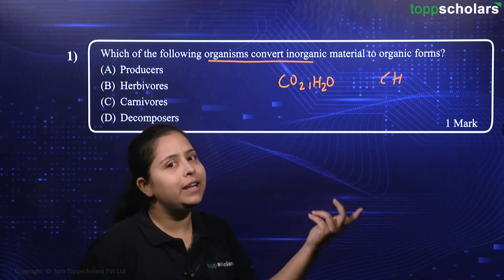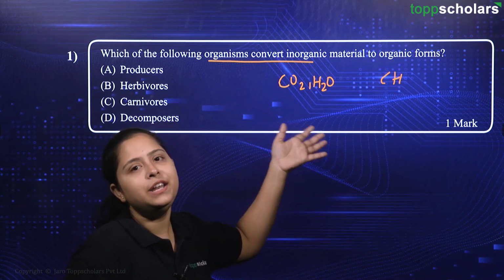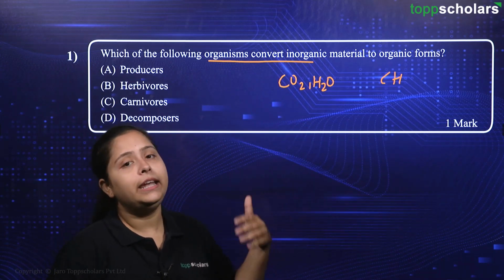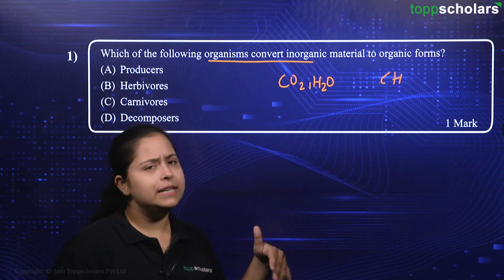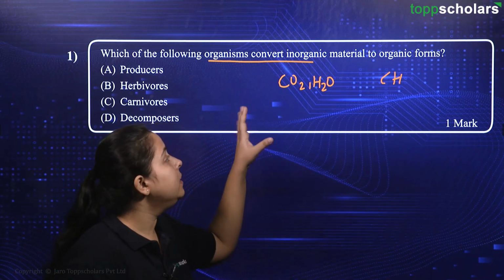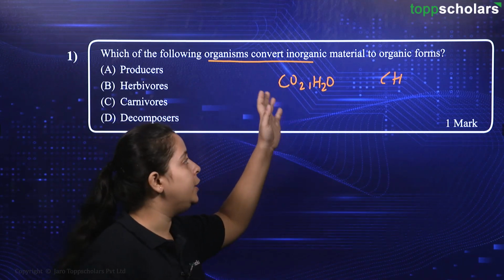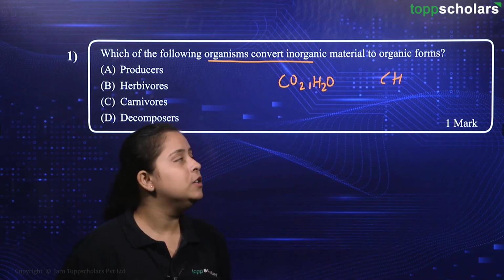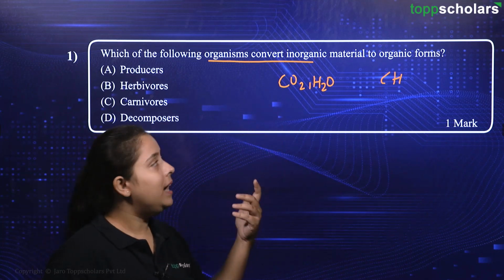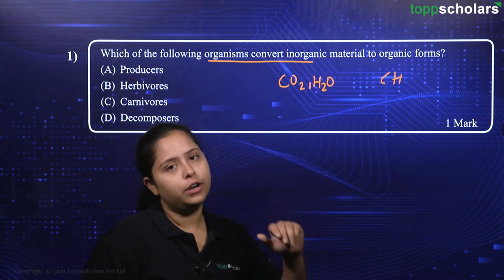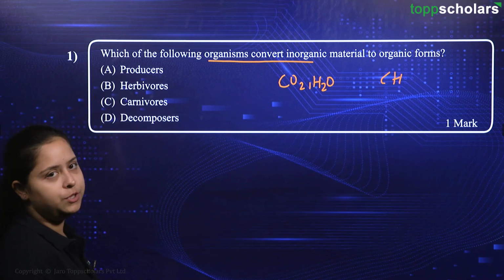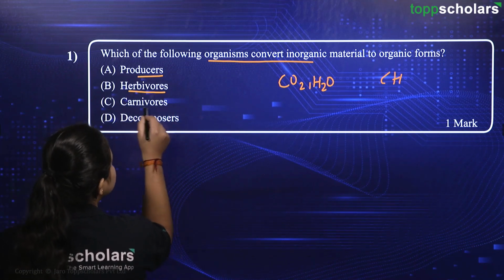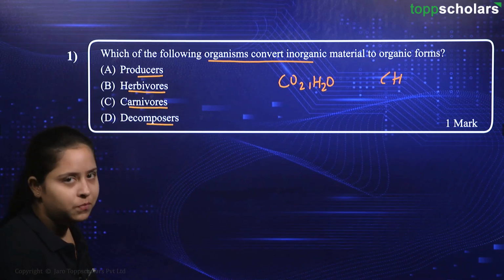Yes, you might have already guessed the correct answer. Plants are using these inorganic forms. They are taking the CO2 from the environment, they are taking water from the ground, using some minerals, nutrients, and then they are converting these inorganic forms into the organic forms of glucose, of starch, right? So basically, plants, we know that they convert inorganic material into organic forms. Now let us go for the options. This is option A, which says producers. Then we have herbivores, carnivores and decomposers.